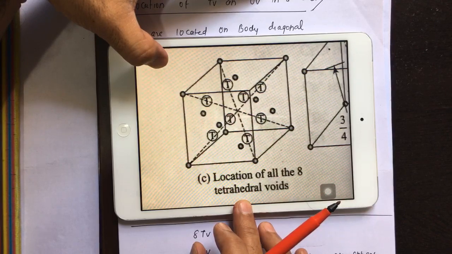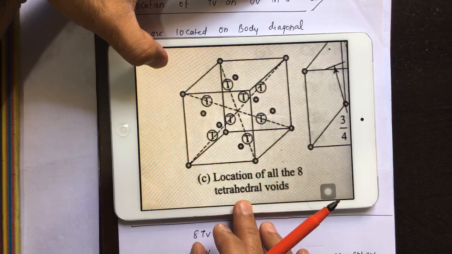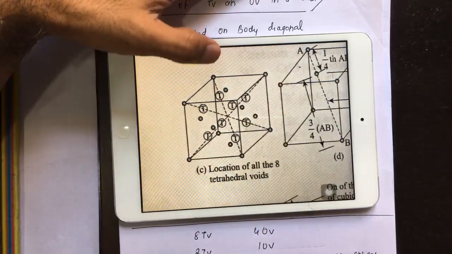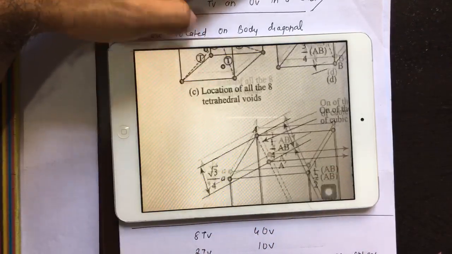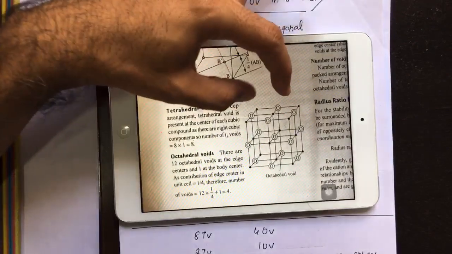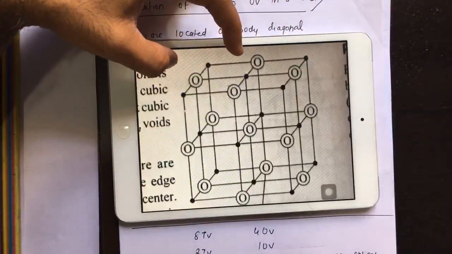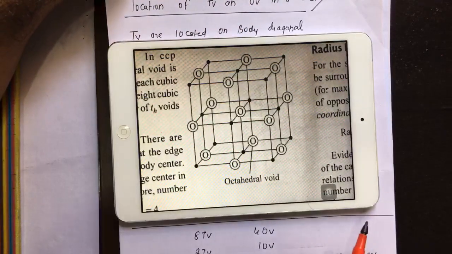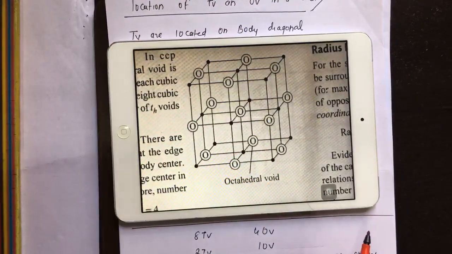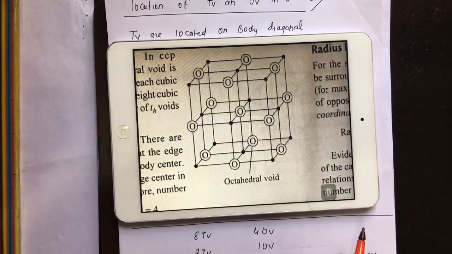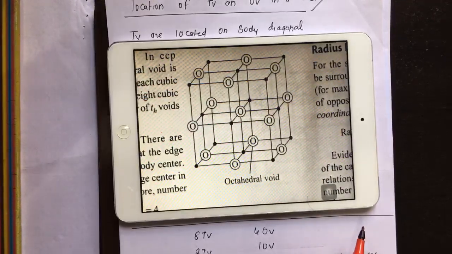Specifically, you can see there are 4 body diagonals and 8 tetrahedral voids we have. Let's see the octahedral voids. How is the octahedral voids arrangement? So this is the octahedral voids arrangement. If you see, we have this particular lattice. Location of the octahedral void: we have 12 octahedral voids on the 12 edge centers.